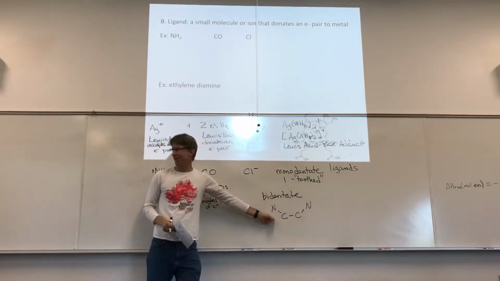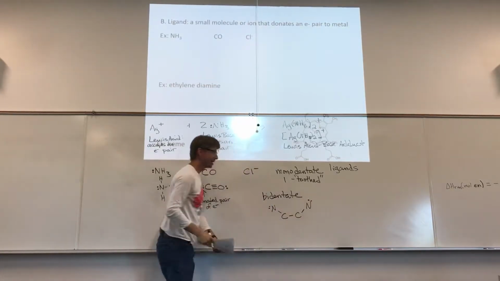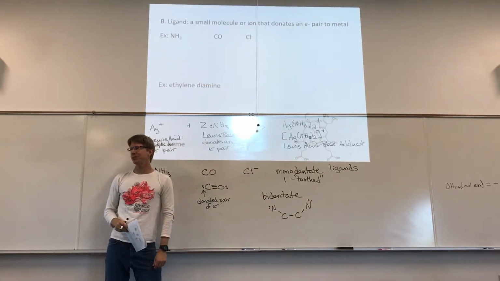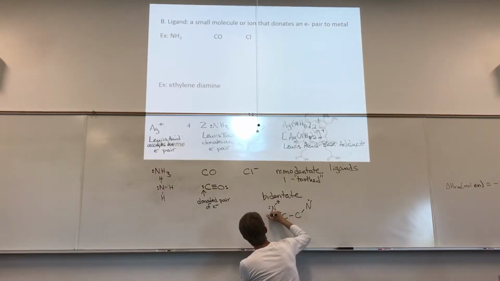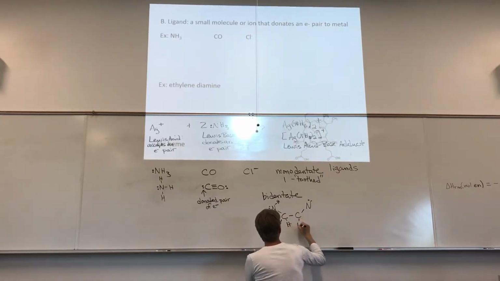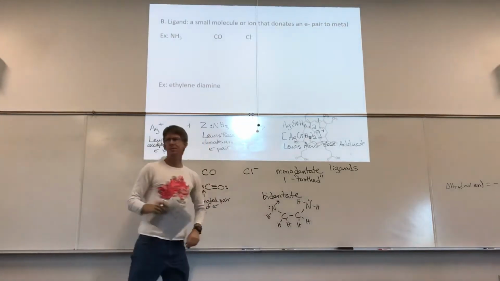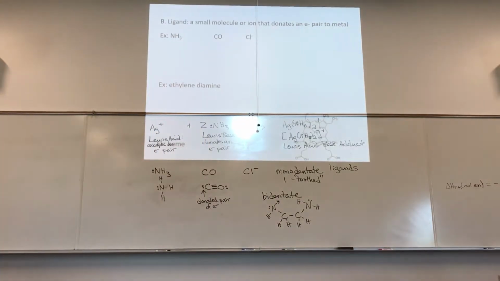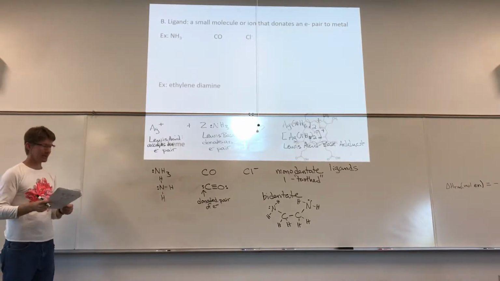It has a structure like this. It has a pair of electrons from each of the nitrogens. The only thing missing now are the hydrogens, and I'll fill those in as well. For ethylene diamine, each nitrogen has one tooth, so the whole molecule has 2 teeth, if you will, and it takes 2 bites out of the central metal cation.